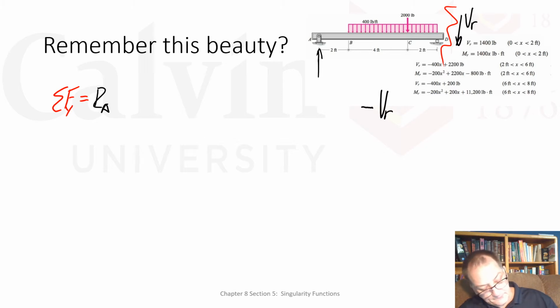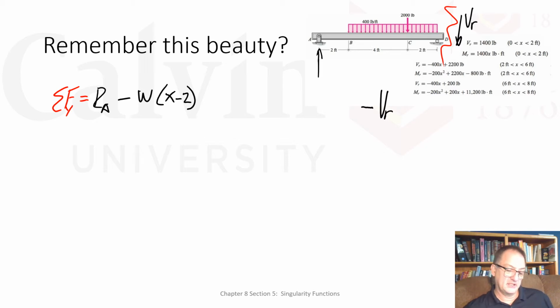Well, I've got a reaction force at A, and then I go along, and all of a sudden at x equal to 2, my function turns on at x equal 2, and I start to add this shear load. Well, if I were going to write it down in a traditional way, it would have been minus w times x minus 2.